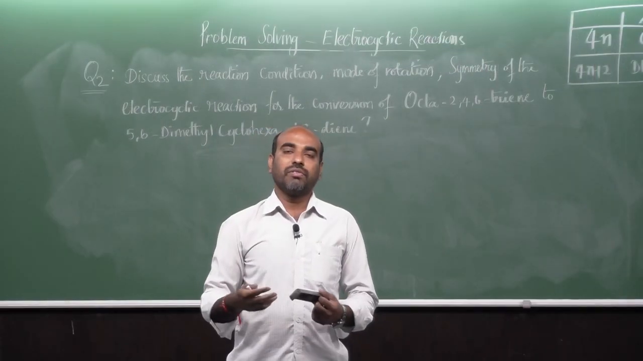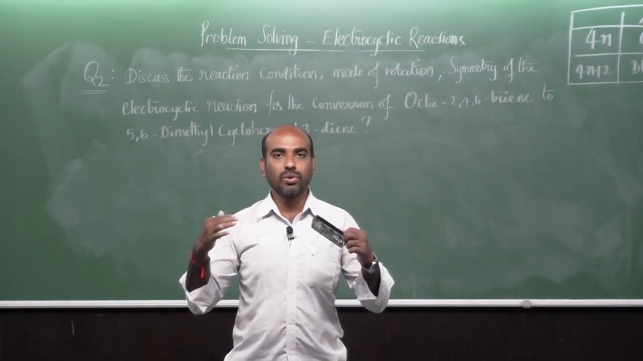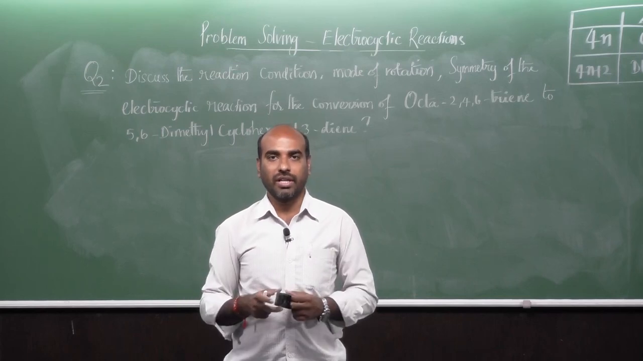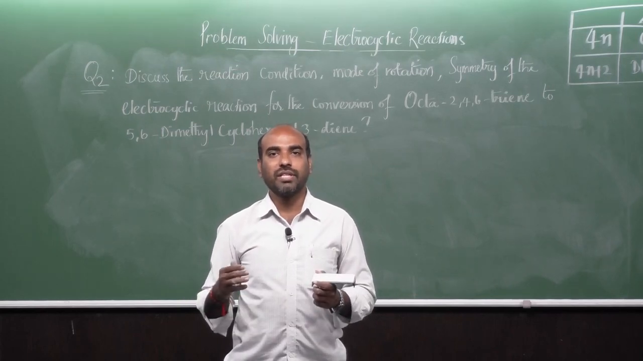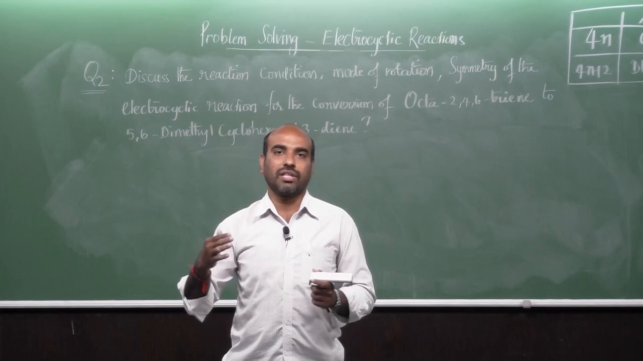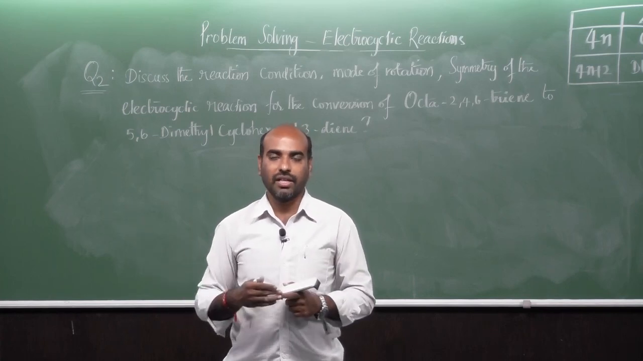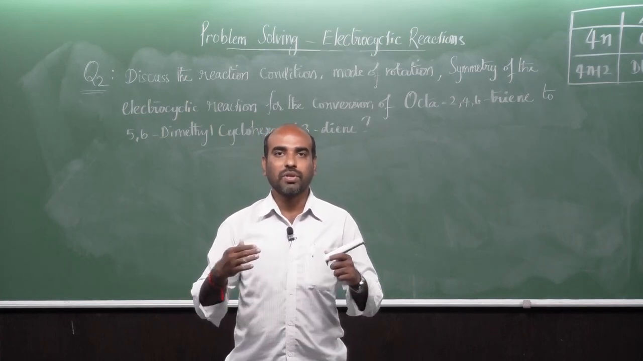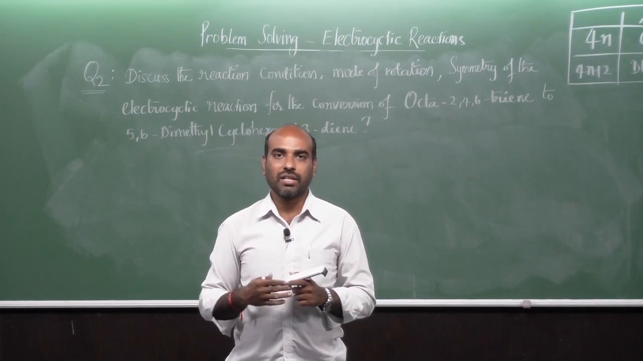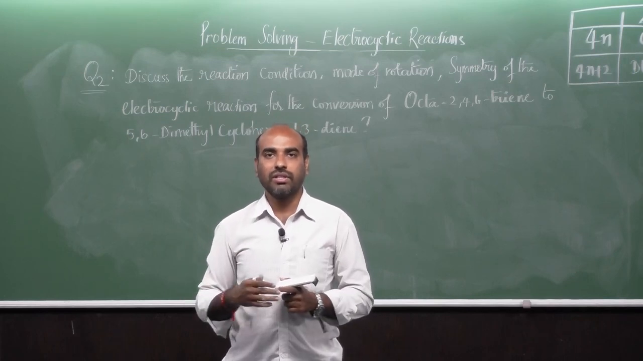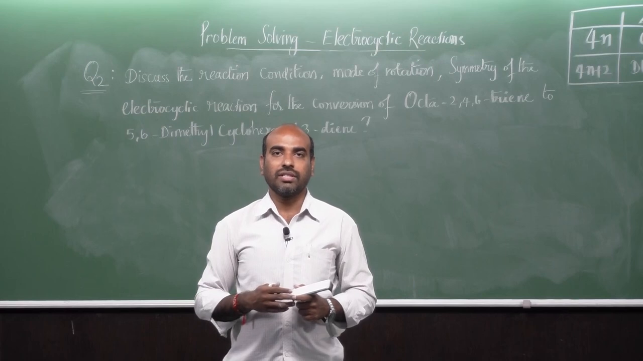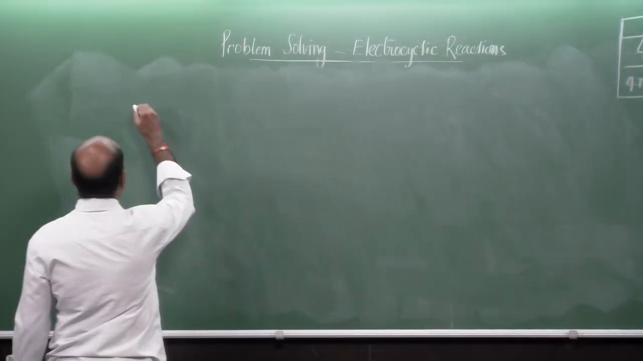So, the reverse case will be seen if the groups are opposite to each other on the terminal carbon atoms. So, then what happens? On con mode of rotation, you will get a trans relationship in the product. If the groups are opposite to each other at the terminal carbon atoms, under this mode of rotation, you will get this trans relationship in the product.